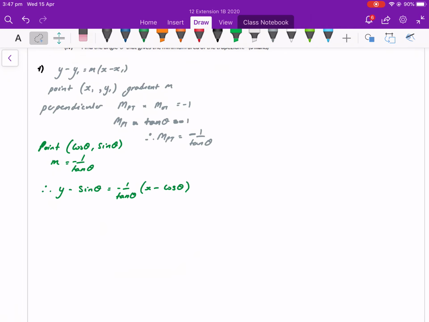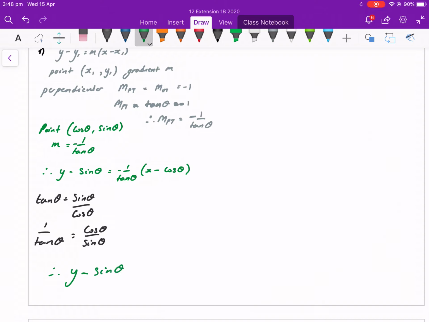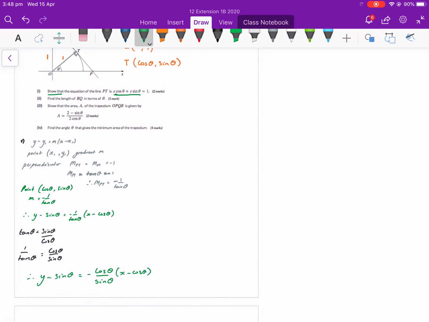So how we can do this, we know that tan theta equals sine theta over cos theta. So we actually know that 1 on tan, which is the same as cot theta, equals cos theta on sine theta. So therefore, y minus sine theta is equal to negative cos theta on sine theta, x minus cos theta. Now we can simplify this. Let's multiply through by sine theta.